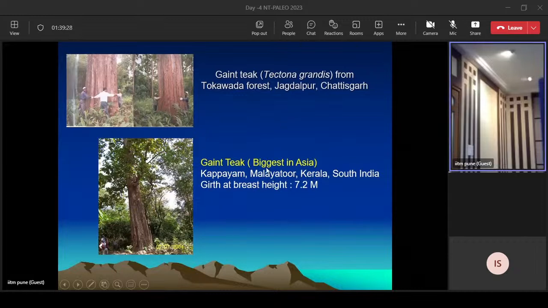This is another giant teak from Kerala, Soyapur. They claim that this is the biggest in Asia. The breast height is 7.2 meters. And this is also a preserved forest. And there are also some trees of similar size. So we have collected from both the sites.